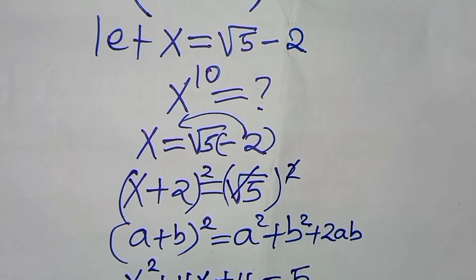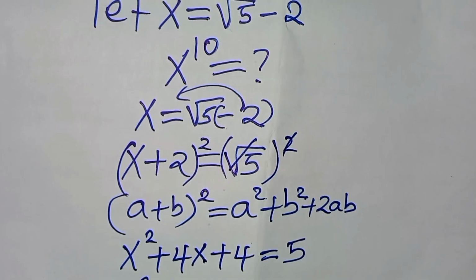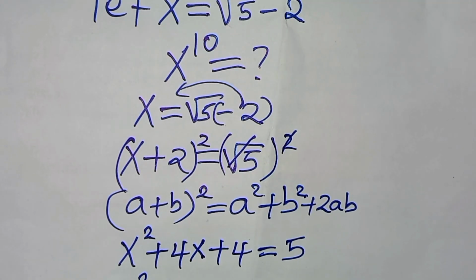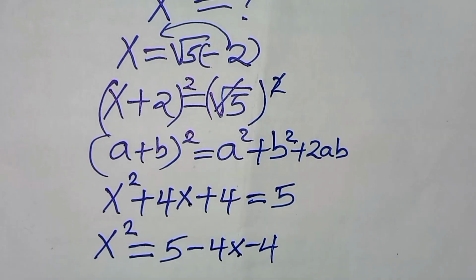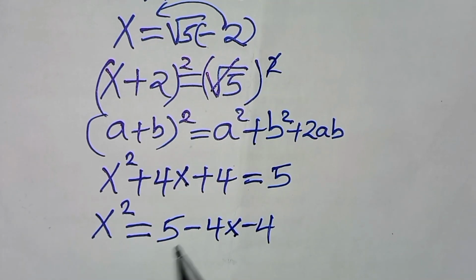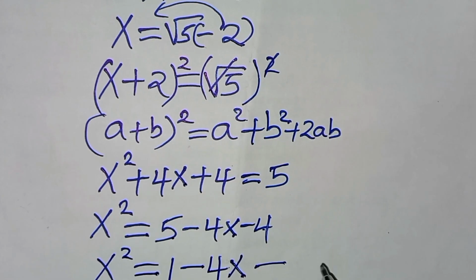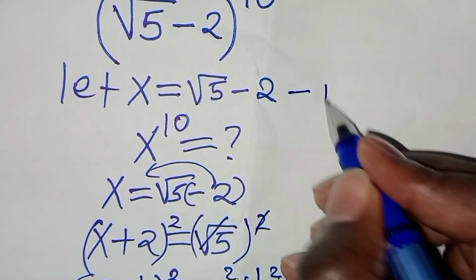So here, let's make x squared the subject of the formula. From here, we take 4x plus 4 to the right-hand side. So we'll have 5 subtract 4x subtract 4. We're saying x squared is equal to 5 subtract 4x minus 4. So that means x to power 2 is equal to 5 minus 4, this is 1, subtract 4x. Now here, let's call this one equation 2, and this one equation 1.